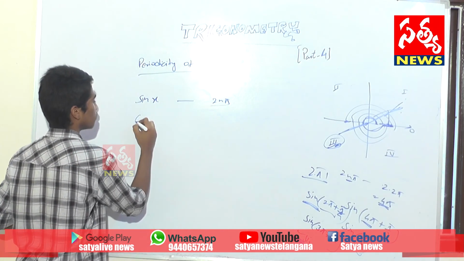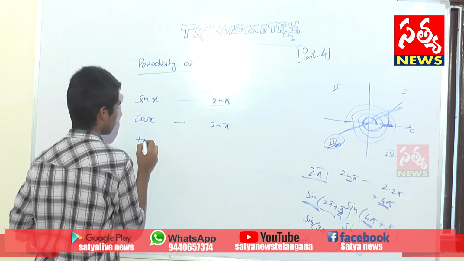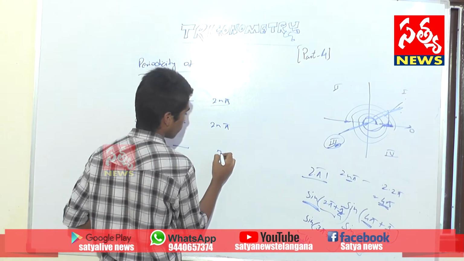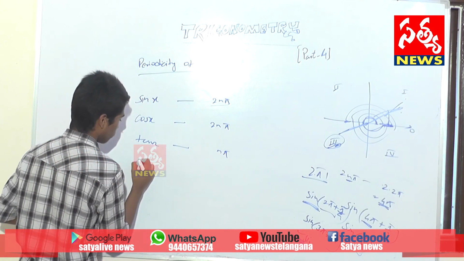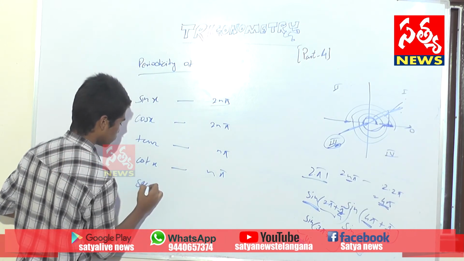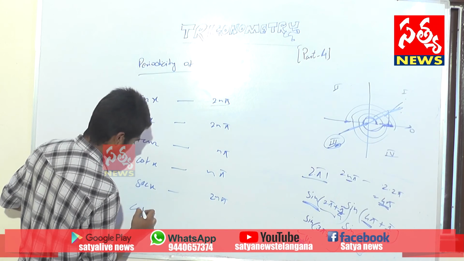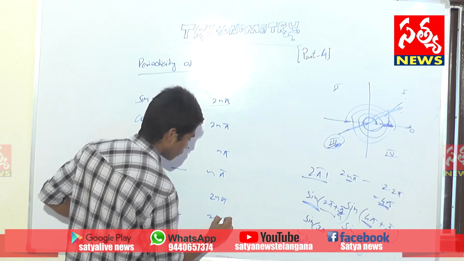And the next is periodicity of cos x is 2n pi. Periodicity of tan x is n pi. Periodicity of cot x is n pi. Secant x is 2n pi. Cosecant x is 2n pi.